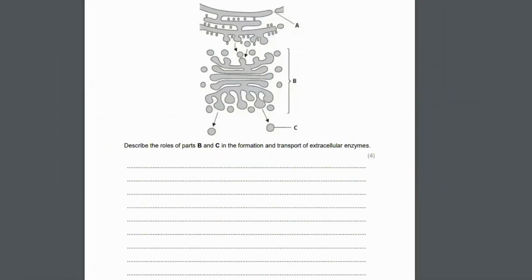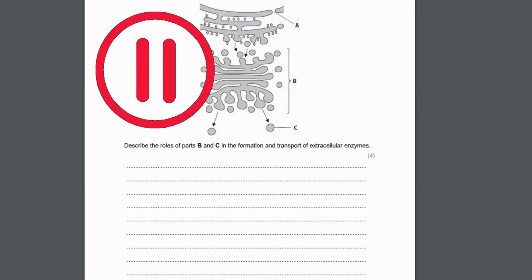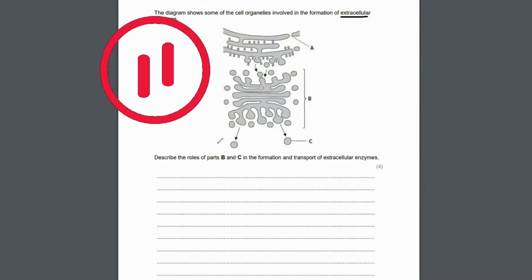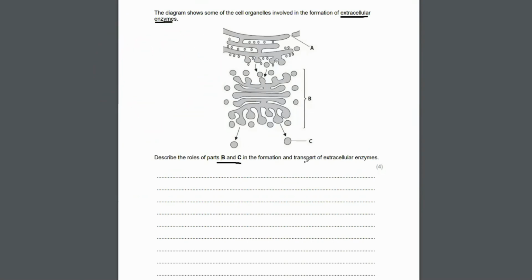Let's go for question 4. I recommend you pause the video and have a go at the question before watching me go through the walkthrough. Okay, so for this diagram, describe the roles of part B and C in the formation of and transport of extracellular enzymes. Well, B is the Golgi apparatus, sometimes known as the Golgi body or Golgi complex, but mostly on an Edexcel SNAB it's known as the Golgi apparatus.